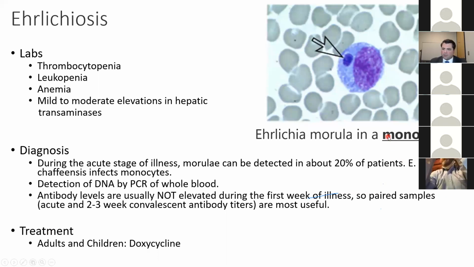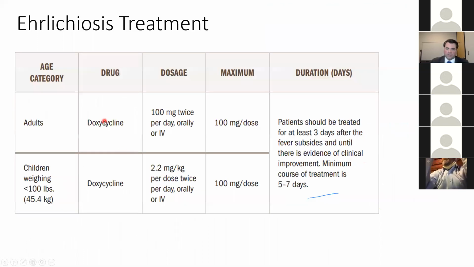And I know in my internal medicine boards, they went through these and they had different morula and different cell types asking which infection it was. And you can have thrombocytopenia, leukopenia, elevated hepatic transaminases, and the morula can be detected in about 20% of patients. So you wouldn't just get one peripheral smear and say that's it, that they don't have it. But the treatment is also doxycycline. So adults and children, doxycycline.